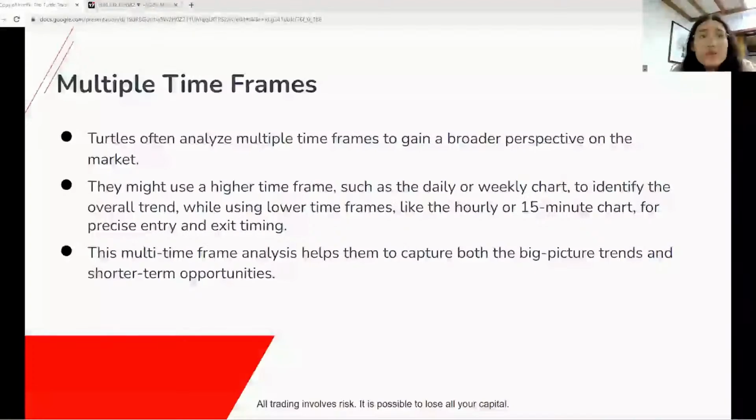So even though in this slide we are saying that they analyzed multiple time frames, the main time frame that they use to actually trade on is only the daily time frame. So that was a rule that was set by the originators of this experiment to only trade on the daily time frame.